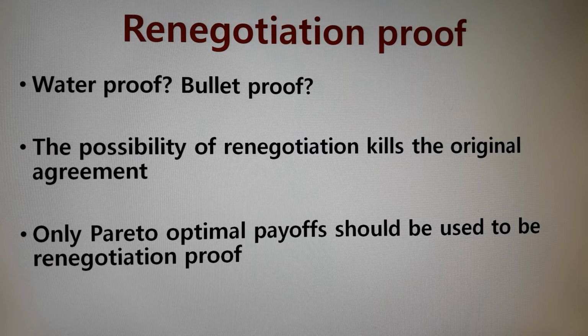So proof means something cannot get into it. So renegotiation proof means renegotiation is impossible. Why is it important? The possibility of renegotiation kills the original agreement. Company A and B agree on one project, but then in the middle, the project takes 2 years, and company A thinks, I got a better deal, so thank you, company B, I will do it together. So they do it together. But then it takes 2 years to complete the project. But after 1 year, company B says, let's change it. Let's renegotiate the contract.